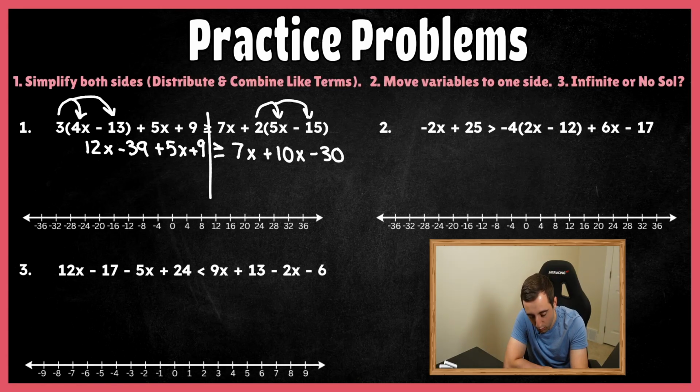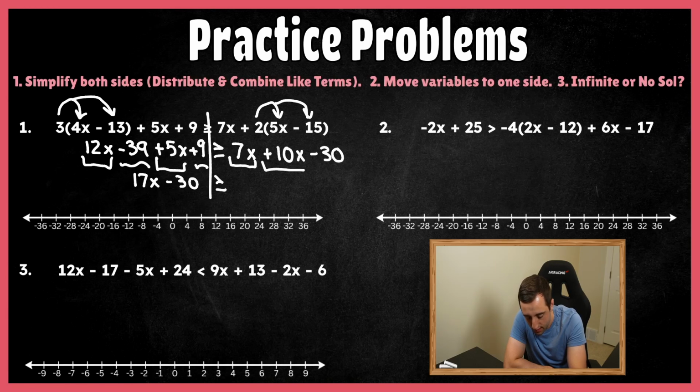So on the left side, we have 2 pairs of like terms. We have 12x and 5x. Then we have 2 constants here. So 12x plus 5x is going to be 17x. Negative 39 plus 9 is going to be a minus 30, greater than or equal to. And then on the right side, we have 1 pair of like terms. 7x plus 10x is 17x. Bring down the minus 30. And step 1 is done. We've simplified both sides as far as we can possibly go.